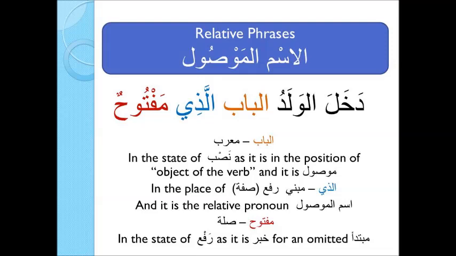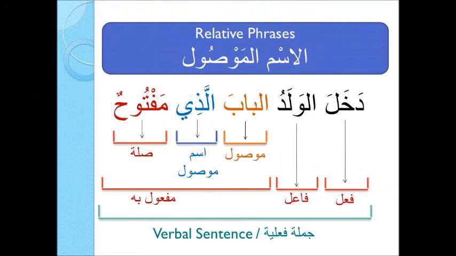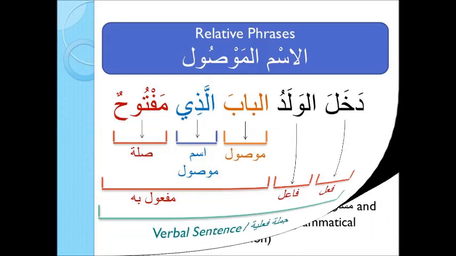The final term, مفتوح, is the sila, and it is in the state of rafa as it is khabar for an omitted mubtada. So taking a look at the sentence breakdown, we see it's a jumla fi'liya, which is made up of the fi'l, dakhala, the fa'il, al-walad, and the maf'ul bihi, which consists of the relative phrase. The relative phrase is broken up into the three parts, موصول, اسم موصول, and sila.